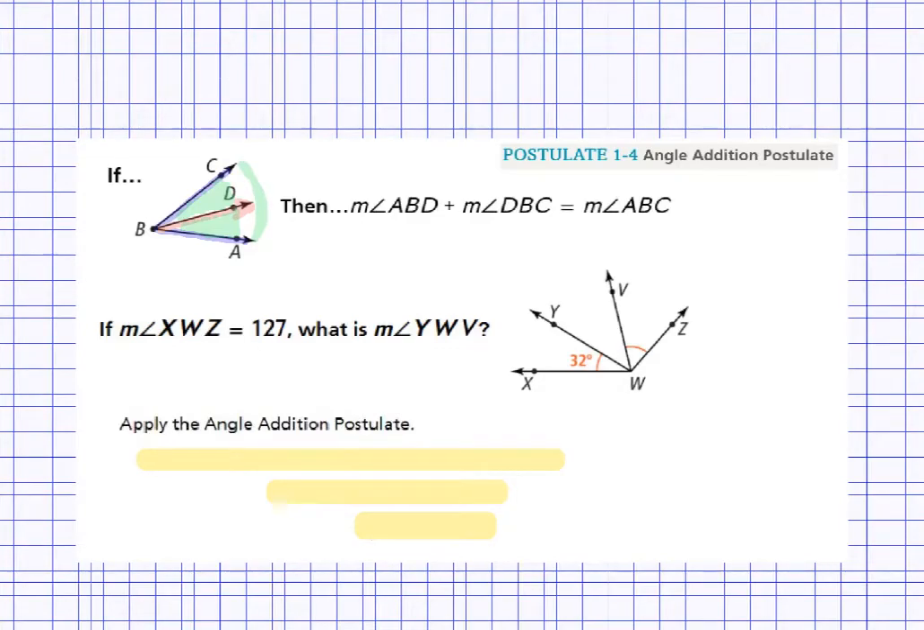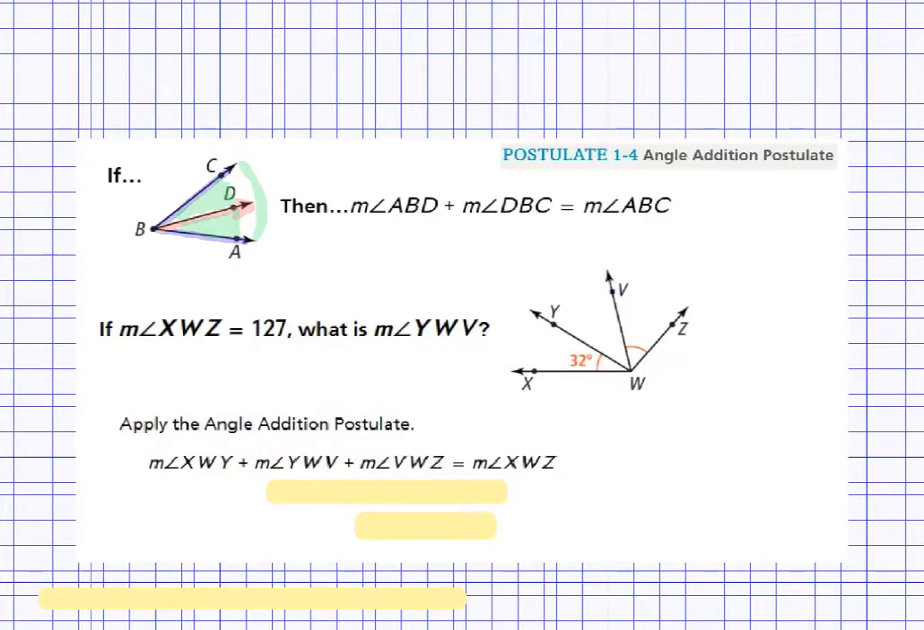Now let's use the angle addition postulate to solve the following example. If the measure of angle XWZ is equal to 127 degrees, and we also have two other angles that are labeled here, we have XWY, which is 32 degrees. And because the symbol here indicates that this is congruent to this angle, we also know that angle VWZ is also 32 degrees. So now use that information and try to find the measure of angle YWV.